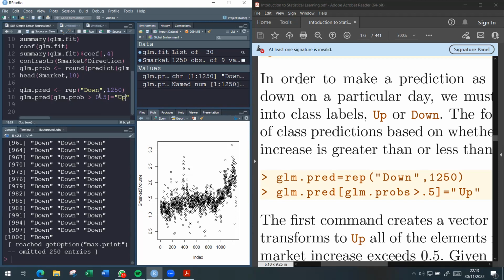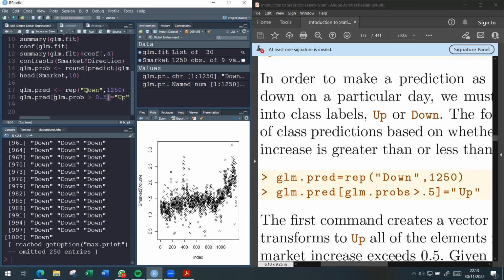Right. So I think there are two things that we need to understand. Number one, what are we trying to do? And number two, the syntax that we're using. What we're trying to do, I think, is straightforward. You started with just, because it's easy to do it this way, a vector populated with one data entry, down, 1250 downs.